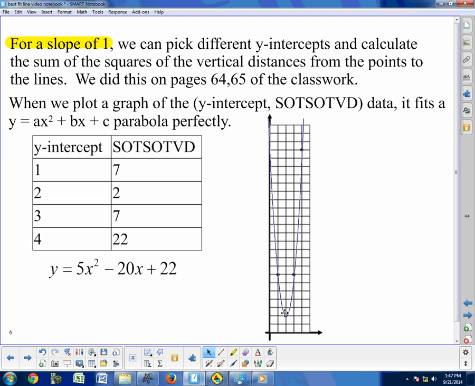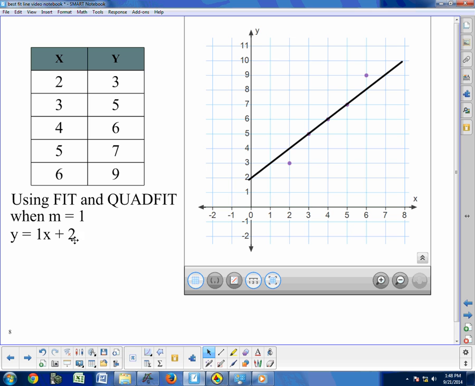Now, we can actually see from this graph that the vertex point, the lowest point on this graph, is at (2, 2). But if we don't see that from the graph, we just do our negative b over 2a shortcut to find the x-coordinate of the vertex. And again, you can see that is 2. You need to understand that that 2 is the x-coordinate here. It represents the y-intercept that minimizes the sum of the squares of the vertical distances when the slope is 1. So that means that the best fit line with a slope of 1 is y equals 1x plus that y-intercept we just found of 2.